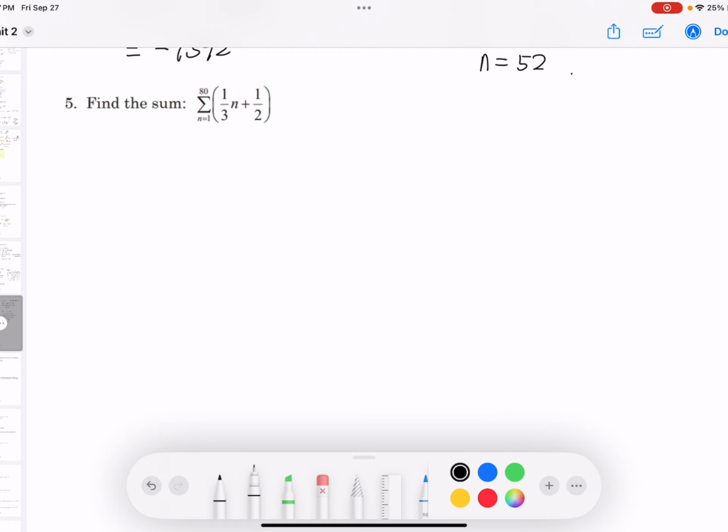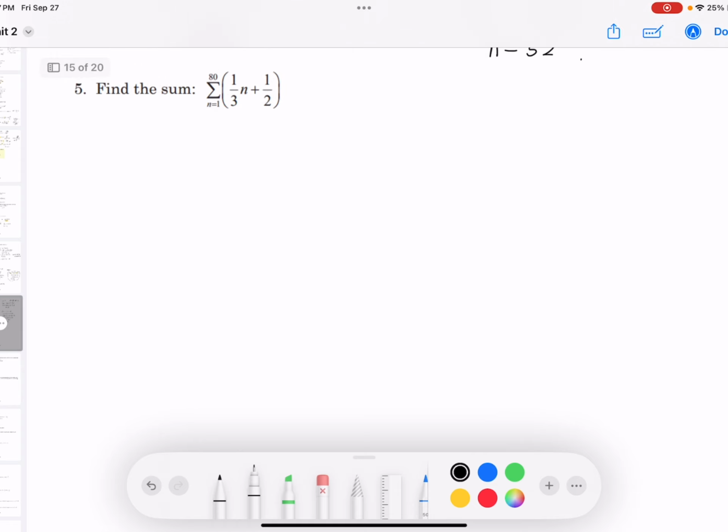Find the sum. We say the sum formula is S sub n. So n is 80, because it has the 80 on the top. This means 1 over 3 when the n is equal to 1, because this is sigma, so n is equal to 1, plus 1 over 2. Then plus the second term, 1/3 times n is equal to 2, plus 1 over 2.